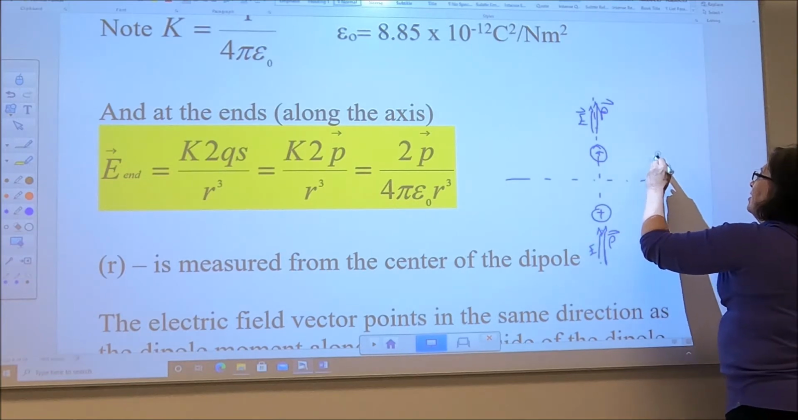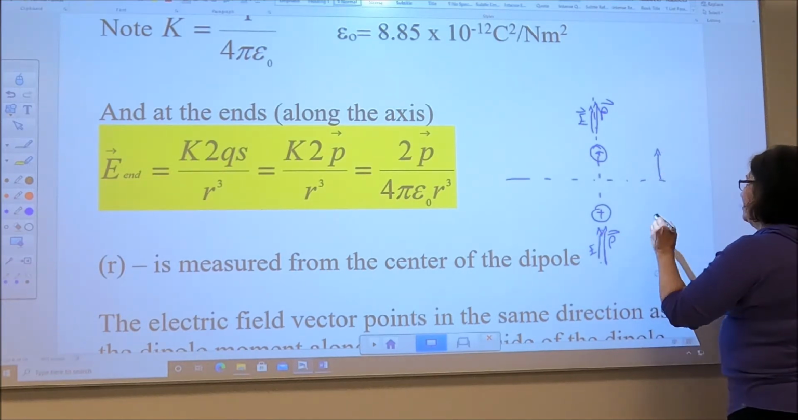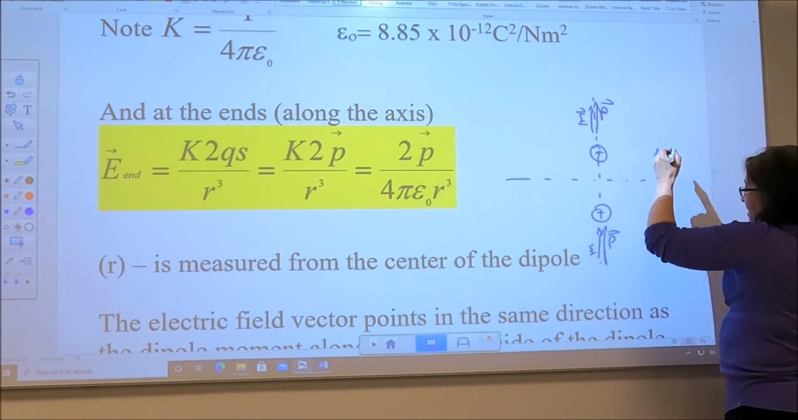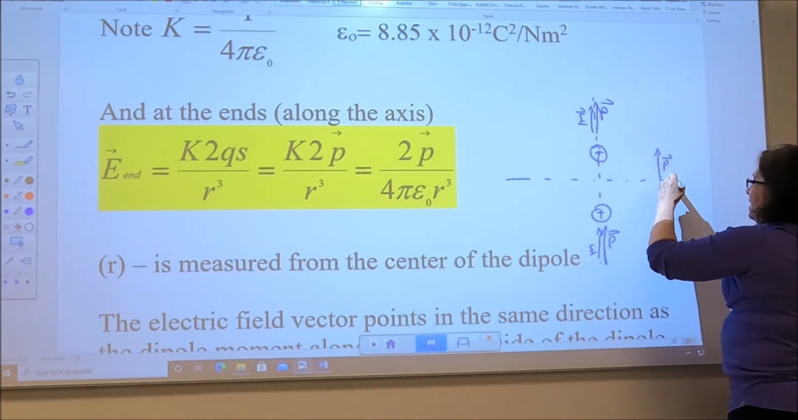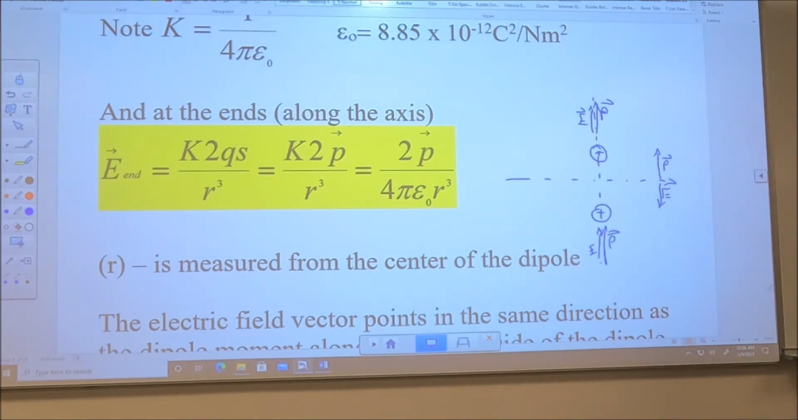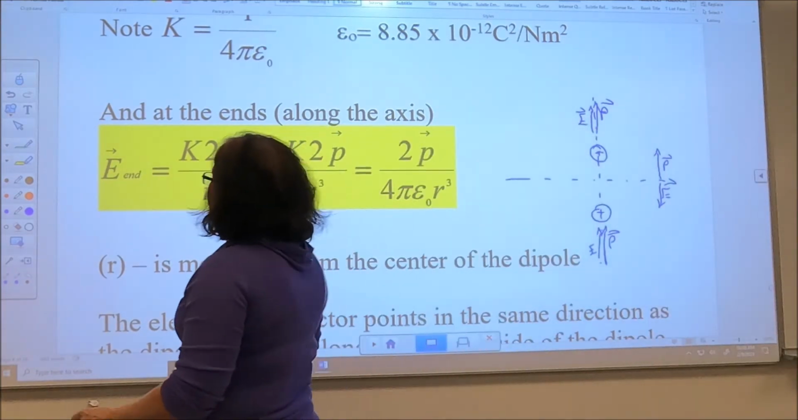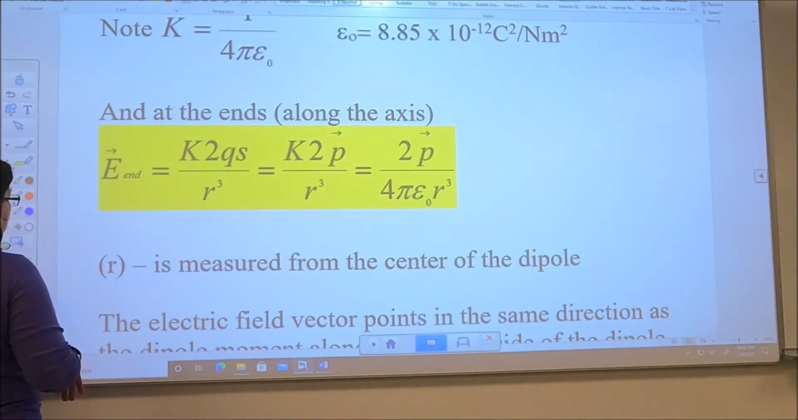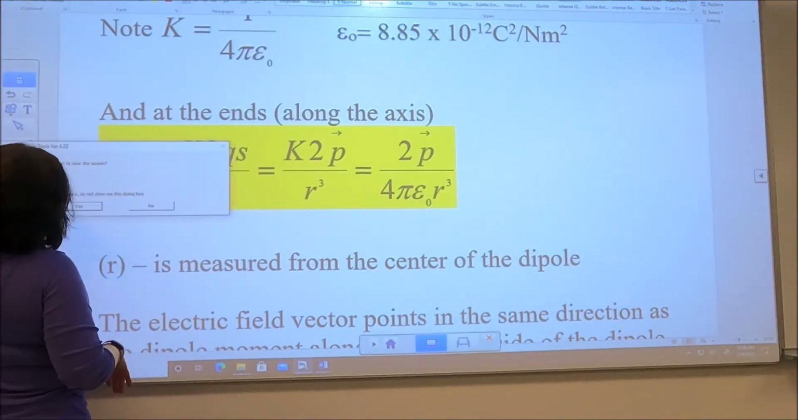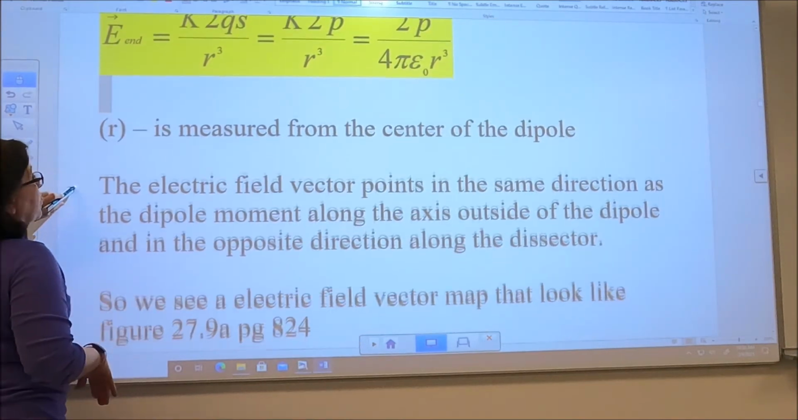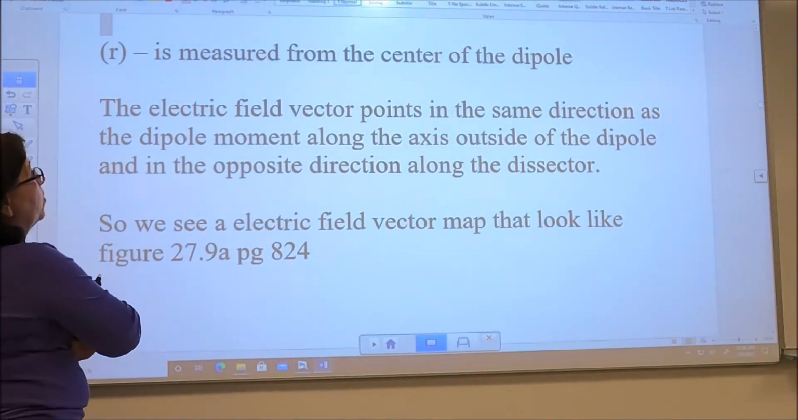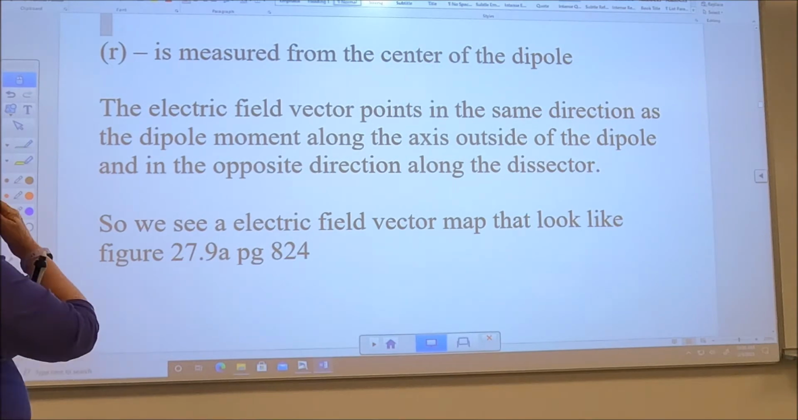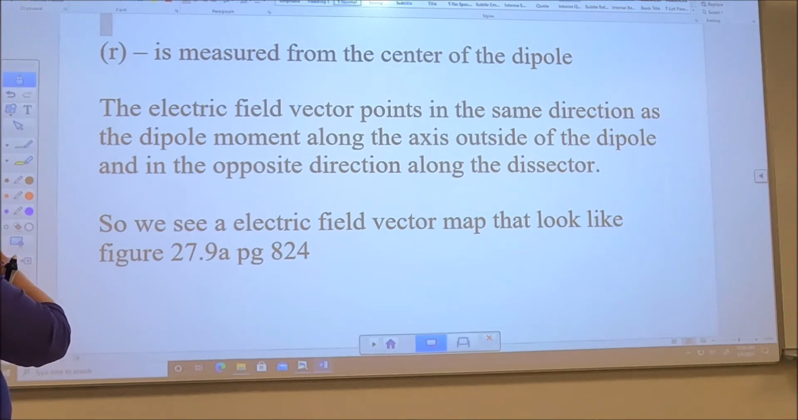If you're along the bisector, P still points up, E points down. And notice R is always measured from the center of the dipole. So the electric field vector points in the same direction as the dipole moment along the axis, outside of the dipole, and in the opposite direction along the bisector.